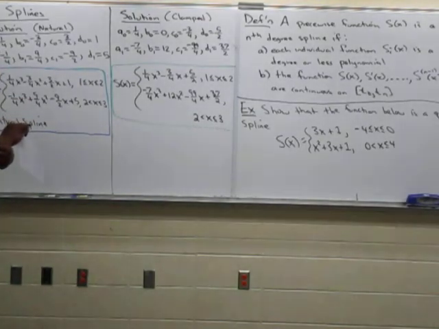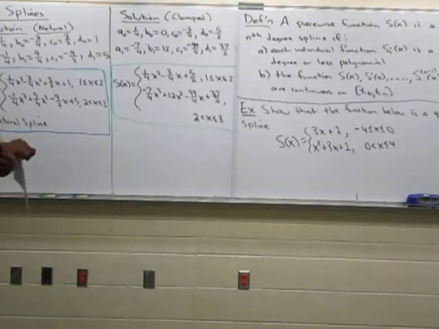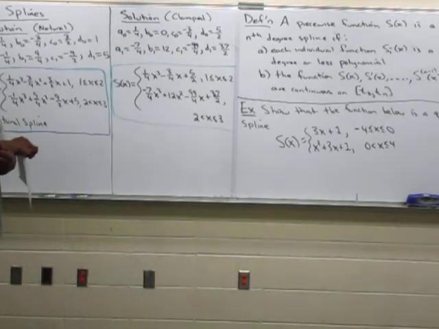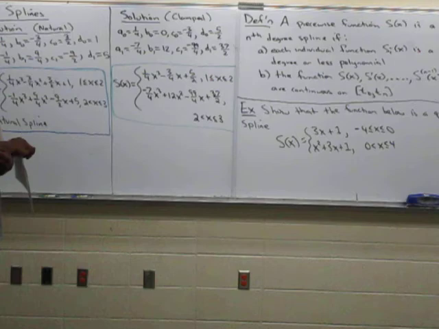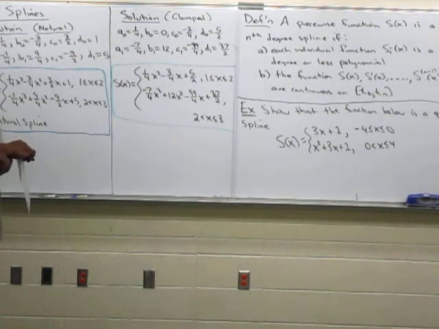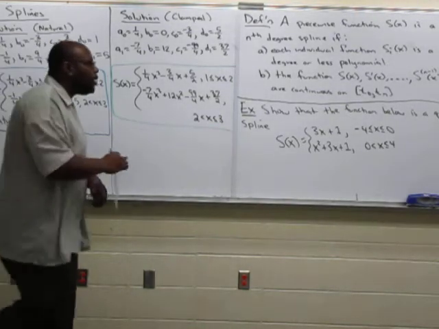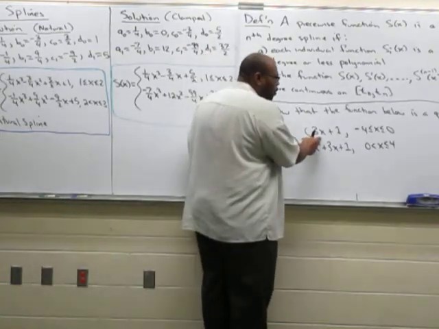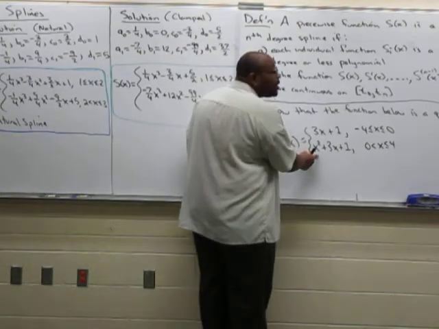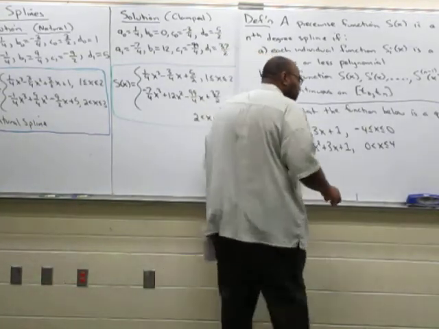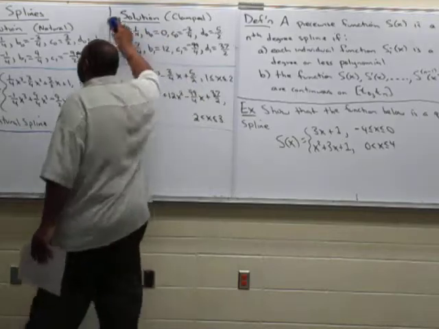Now let's look at this. Let's take it step by step. Are each of these individual functions a second degree polynomial or less? The answer to that question is, yeah, it is. This is a first degree polynomial, which is less than a second degree. This is a second degree polynomial. So each of these individual functions are second degree polynomials or less.